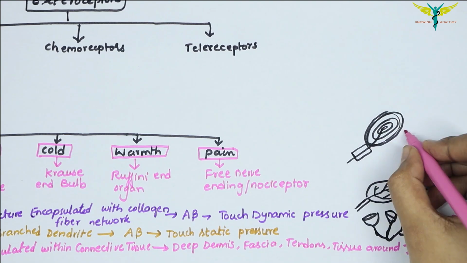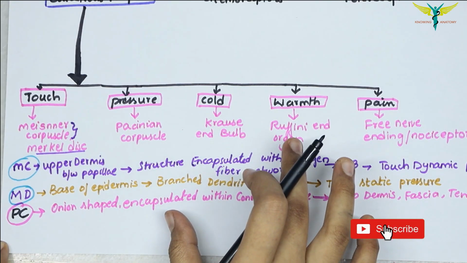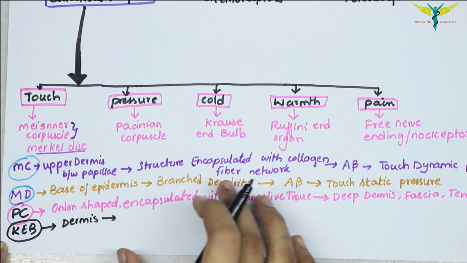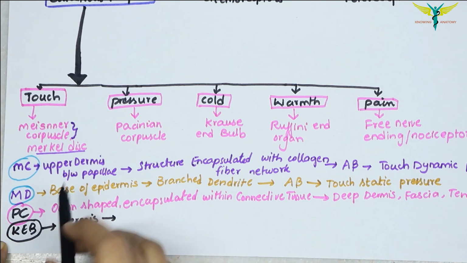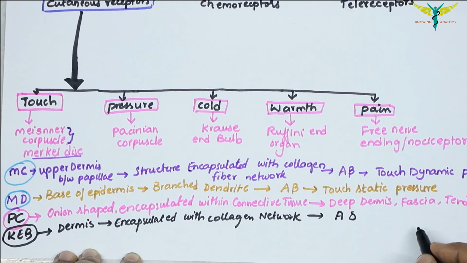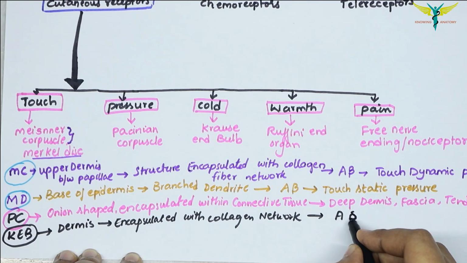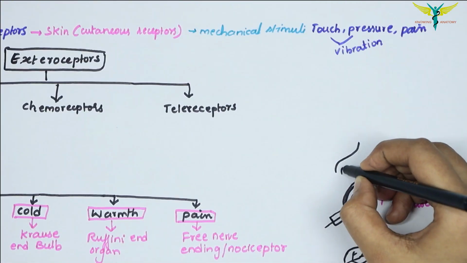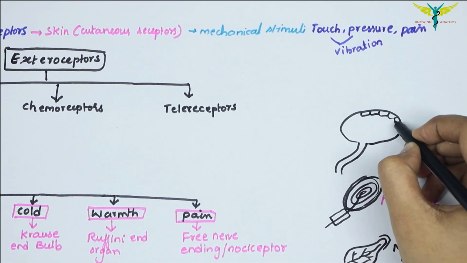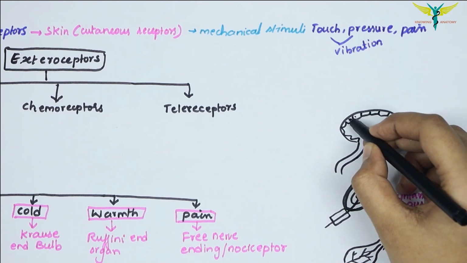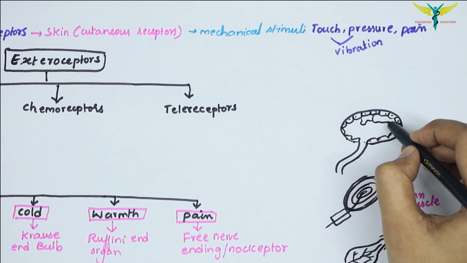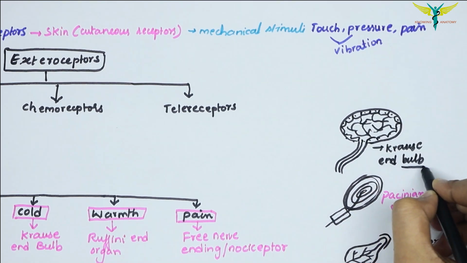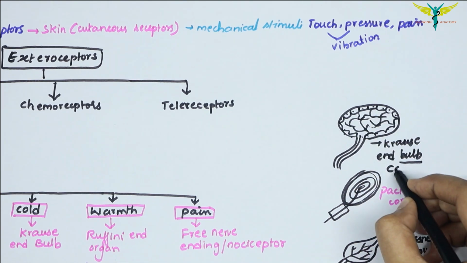And the receptor for the cold is the Krause end bulb that is present in the dermis, and the structure is encapsulated with a collagen fiber network like that of the Meissner's corpuscle. The type of fiber present is the A gamma fibers, and the sensation is cold temperature. The Krause end bulb looks like this. These are the cells present inside, encapsulated with the collagen fiber network, and this is the nerve ending. It is called a bulb because of its shape, and it is a cold receptor.